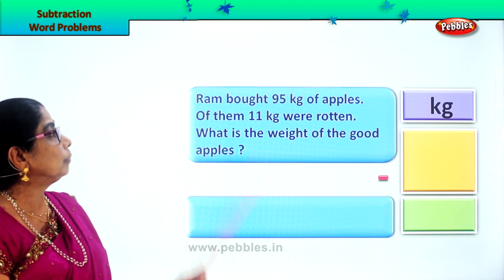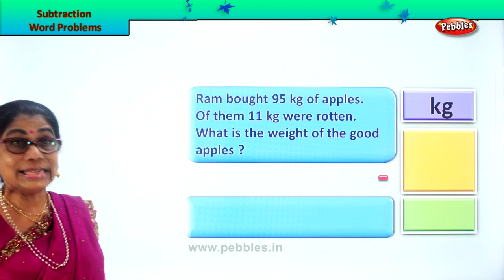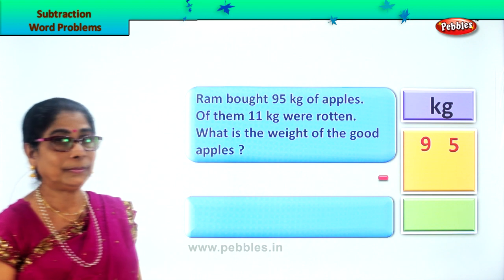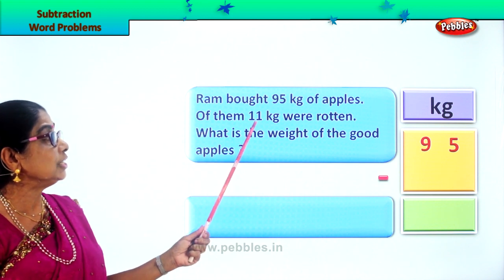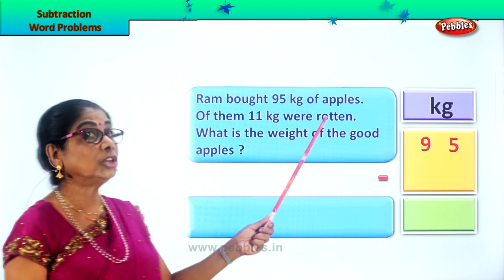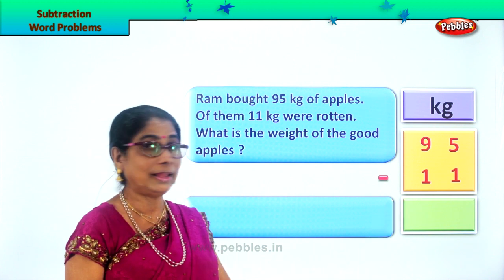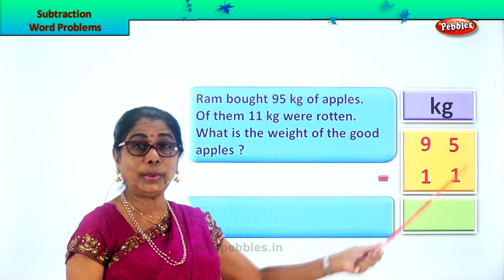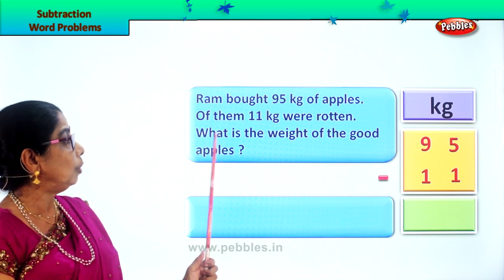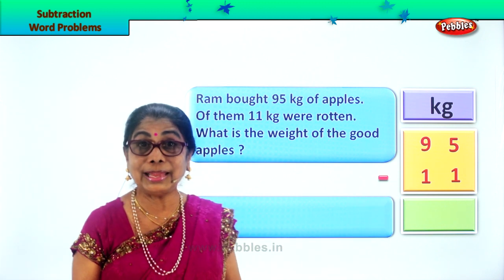Now, total weight of apples Ram bought, 95 kg. Now, weight of apples gone bad, weight of apples that were rotten, minus 11. This is the total weight. This is the weight of the apples that went bad or rotten. Now, what is the weight of the good apples that we have to find out? Let's work out and then we'll know the answer.